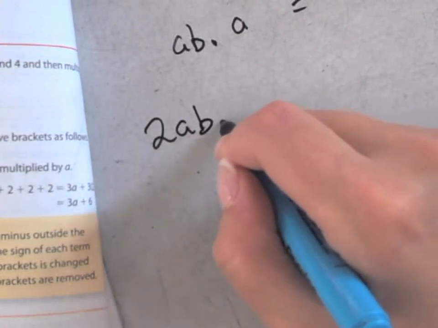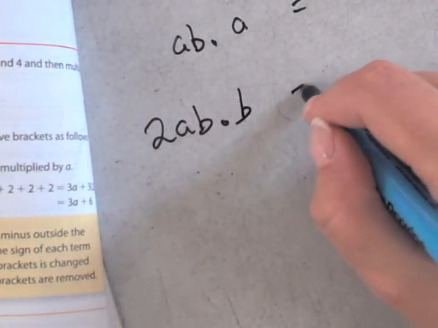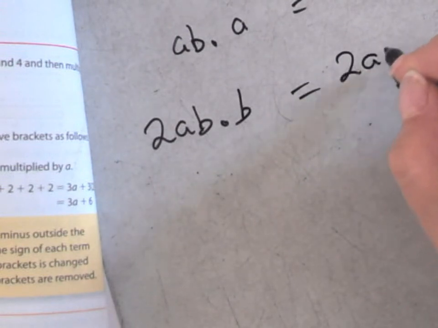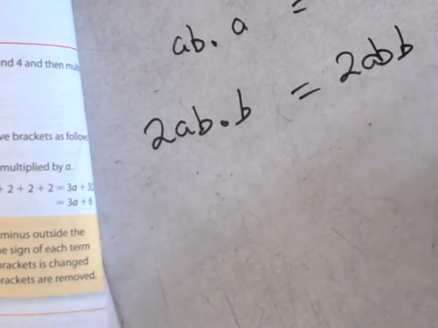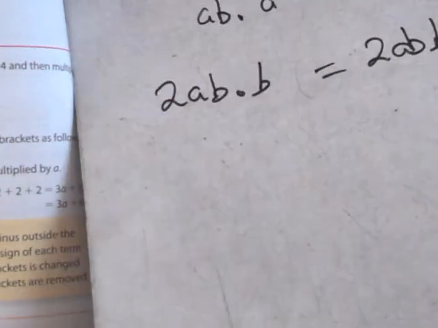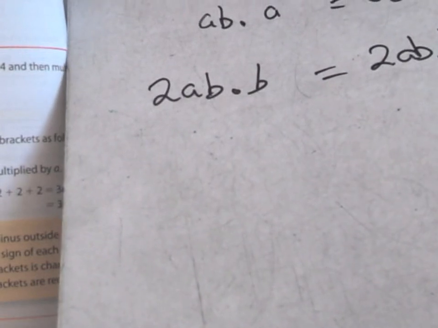Right, the next one was 2AB by B. The first thing you do is you write 2ABB, and that's 2AB squared. Is that okay? Did you get that?